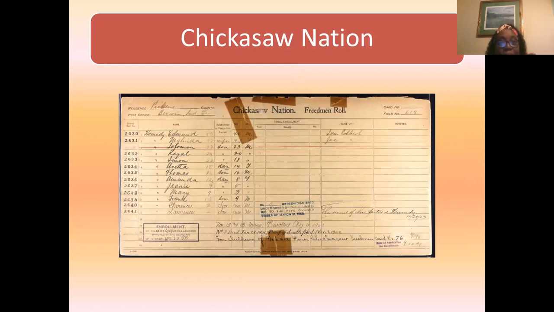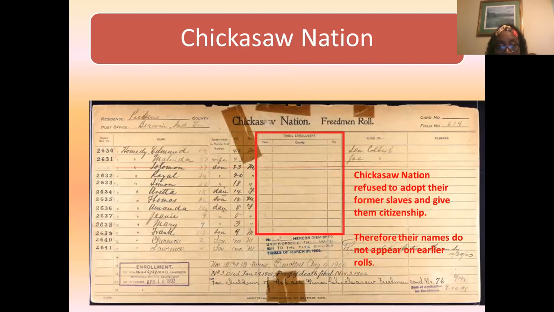This person appeared on the 1896 roll as, and they write it out, so one can be clear. Here's a document from the Chickasaw Nation. And you're probably looking and saying, oh, there's nothing there on tribal enrollment, no previous rolls. Well, the Chickasaw Nation refused to adopt their former slaves, although at the time when slavery was abolished, they agreed they would adopt them and give them citizenship and rights in their nation. They fought against this after signing the treaty to do so. They never adopted them, so their names do not appear on earlier Chickasaw rolls or rosters.